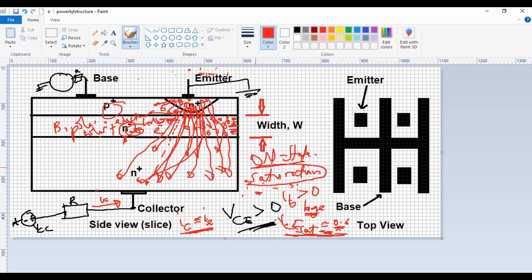The other bit is that this saturation for the BJT is sort of split into two. But let's go back to the slides first, then we'll talk about that. So I'm going to stop sharing the Paint and go to the slides again.